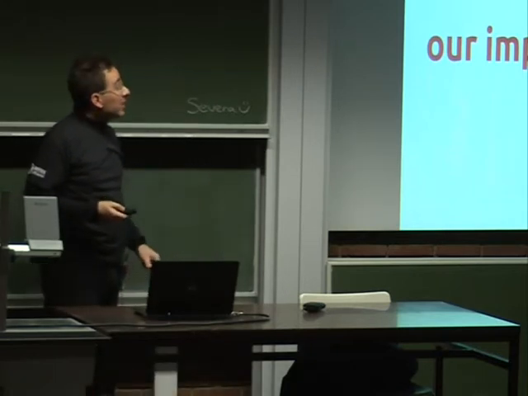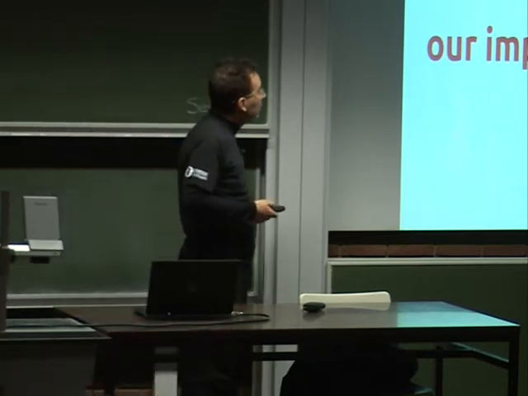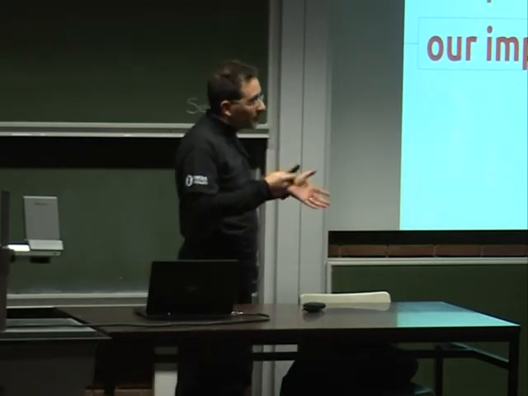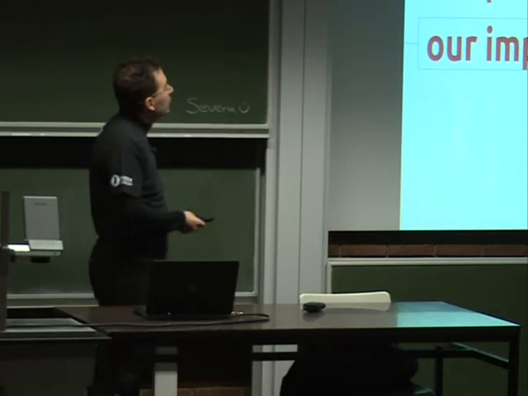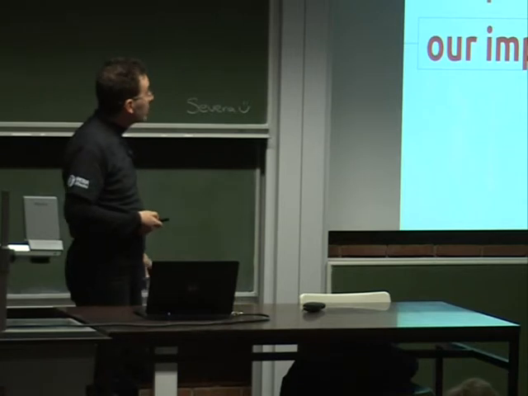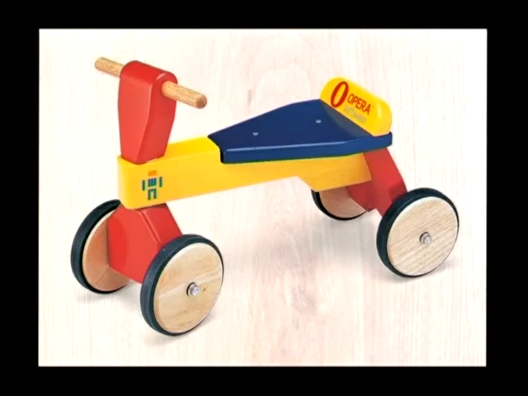So it's not really an approach that is close to LinkedIn, it's close to other approaches, but I think we found the right combination of power and simplicity. So we take configuration information in plain text files, we use the CF Engine module protocol and a simple Perl script to do hierarchical classification like here in Puppet, basically. And you will see that there is no rocket science here, nothing like that.